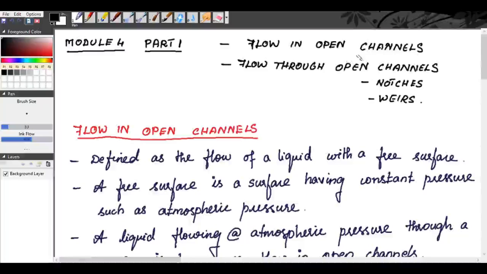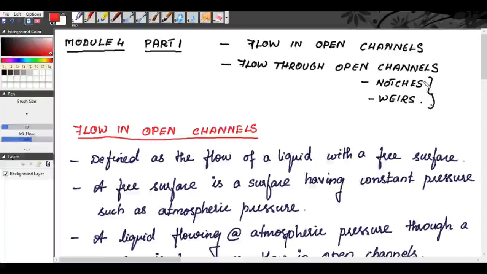In flow in open channels, you will be studying the concept, why it is called open channel flow, why the flow is said to be open channel flow, and what the different classifications of a flow in open channels are. And under the topic flow through open channels, you will be studying the channels called notches and weirs.